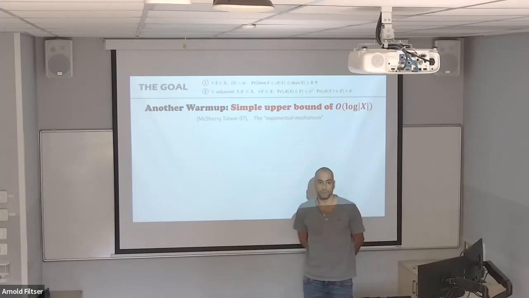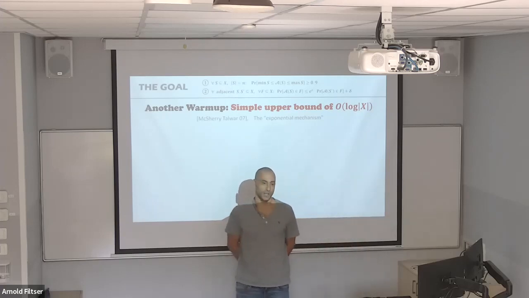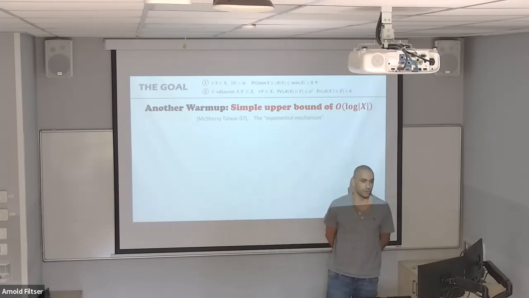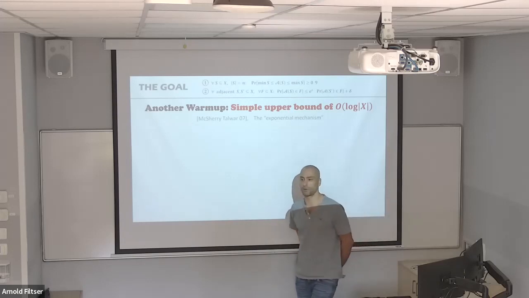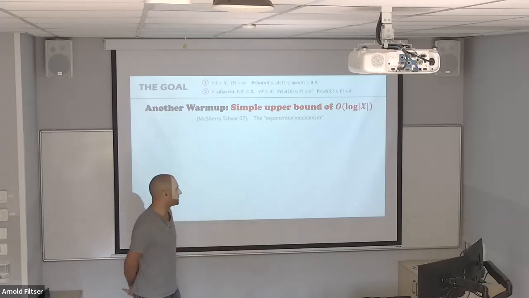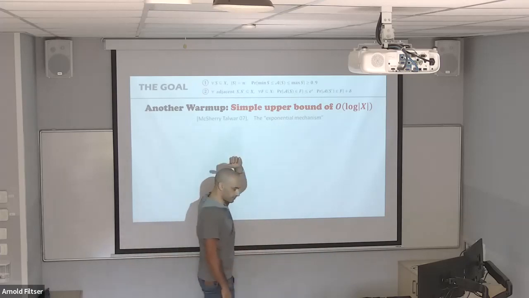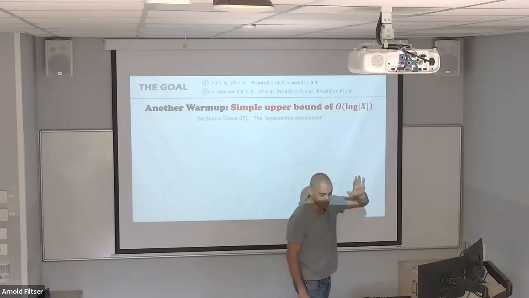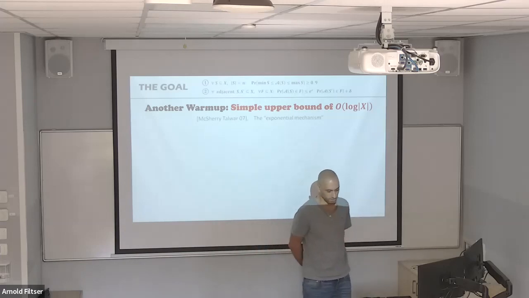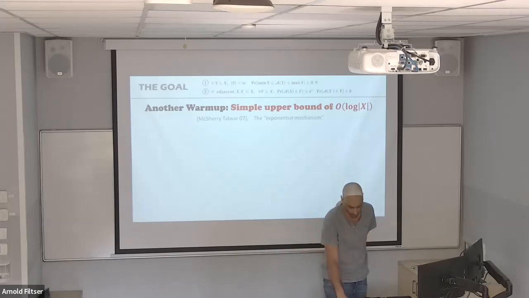Okay, but before talking about these log stars, let's see another easy warm-up. How do I get an algorithm with sample complexity logarithmic in the size of the grid? Like I said, you could get it right from the first initial work on differential privacy. What I'll show is maybe a simpler or cleaner version that follows from the work of McSherry and Talwar, from a generic tool called the exponential mechanism.